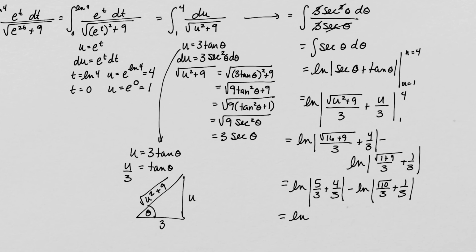So this is going to be the natural log. So 5 plus 4 is 9, 9/3, but 9/3 is just 3. So this is just the natural log of 3, minus, there's not much I can do here, so it's just the square root of 10/3. And I guess I could write it as the square root of 10 plus 1 all over 3.